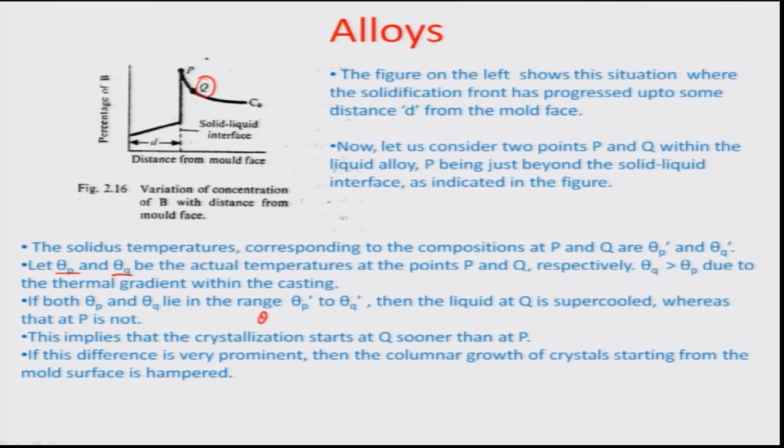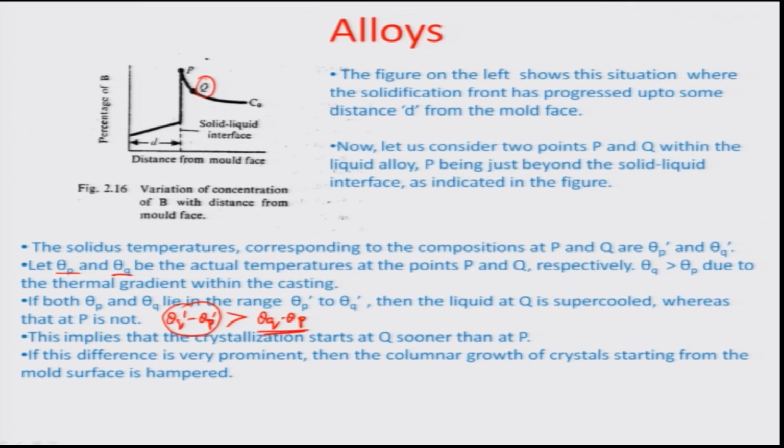So, if both the theta Q minus theta P, this temperature range, basically lies within the range of theta Q dash minus theta P dash. So, there is a case where, because of the varied solidus temperatures, a wider range has been introduced here, because theta P is in the solid, it has a lower concentration, and theta Q dash has a higher concentration, because of which the solidus temperature has come down.